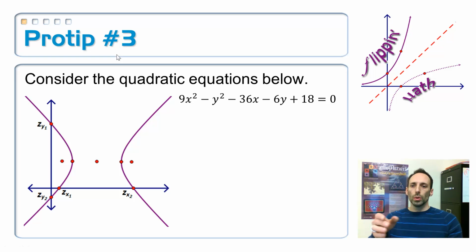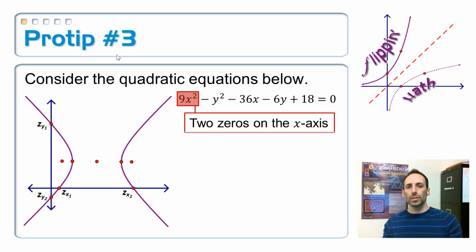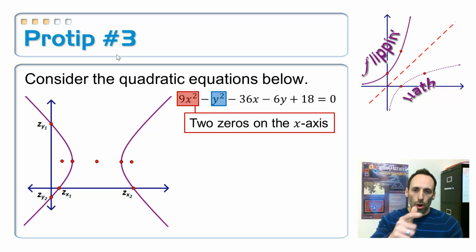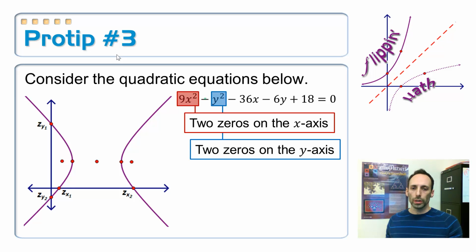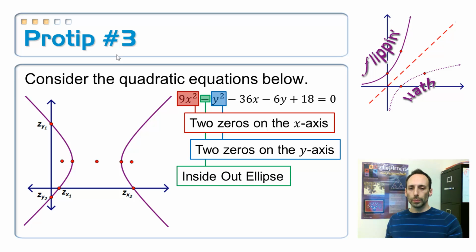Okay, so if I look at the second one, again, I've got two zeros on the x-axis. I've got two zeros on the y-axis because of an x squared and a y squared. And the negative sign's indicating I have that inside-out ellipse. And so this time I have a positive x squared term, and so I would expect to have a horizontal transverse axis, and I do. But remember, it doesn't always work out that way.